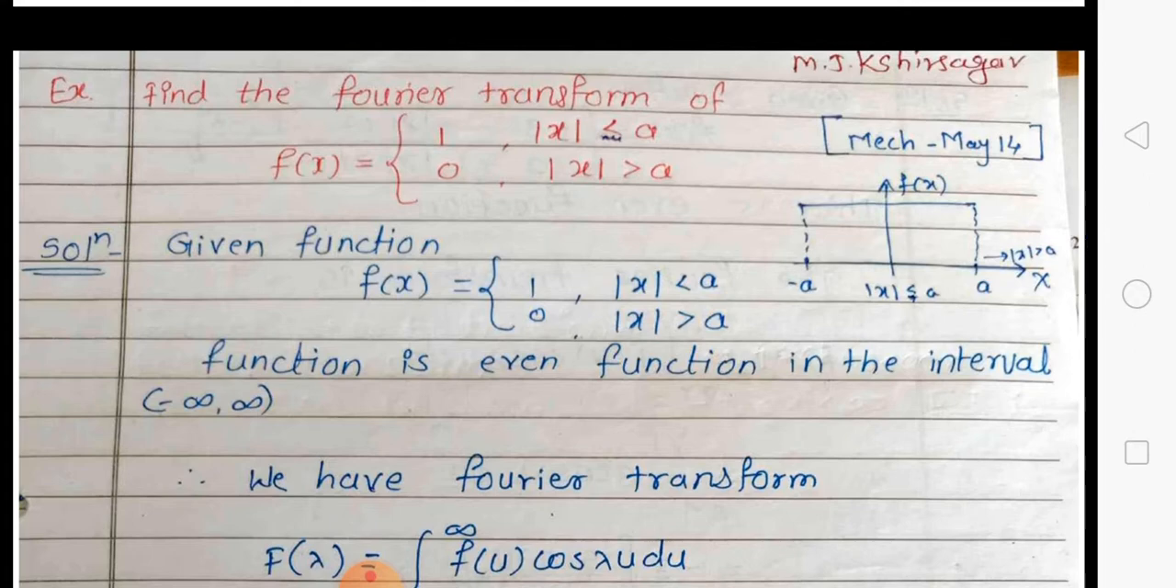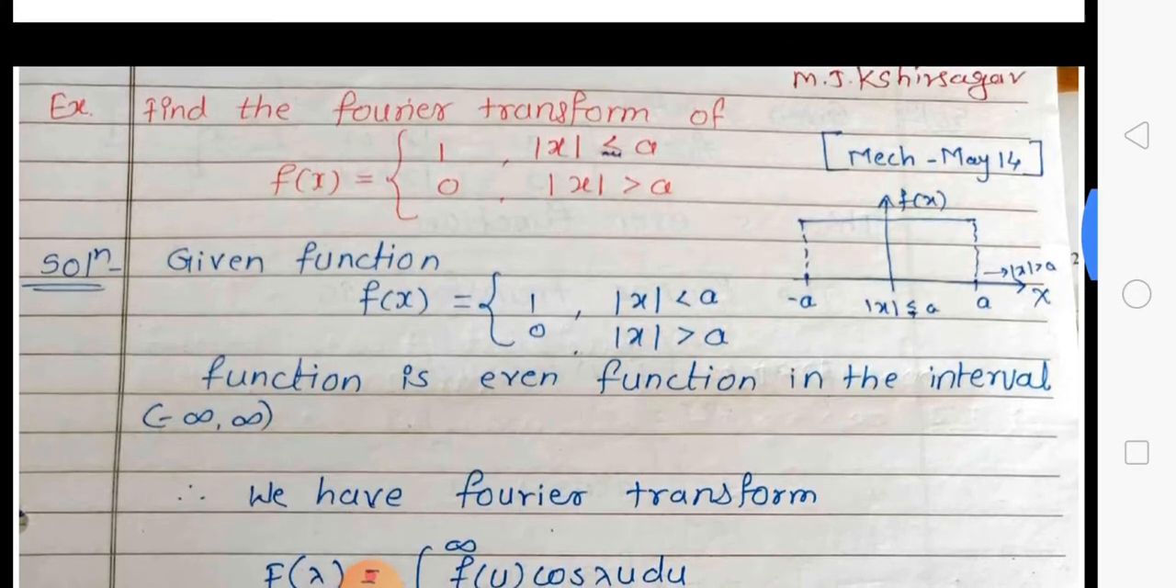Find the Fourier transform of f of x, where the function f of x is defined as the value of function is 1 if mod x is less than a and value is 0 if mod x is greater than a. First we see the figure for this. Here we draw the figure. We write the variable x on x-axis, and the function f of x is on y-axis.